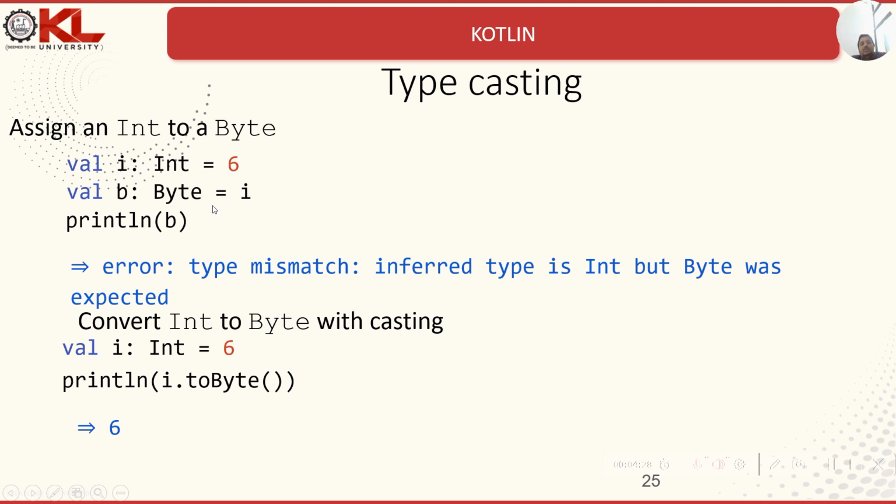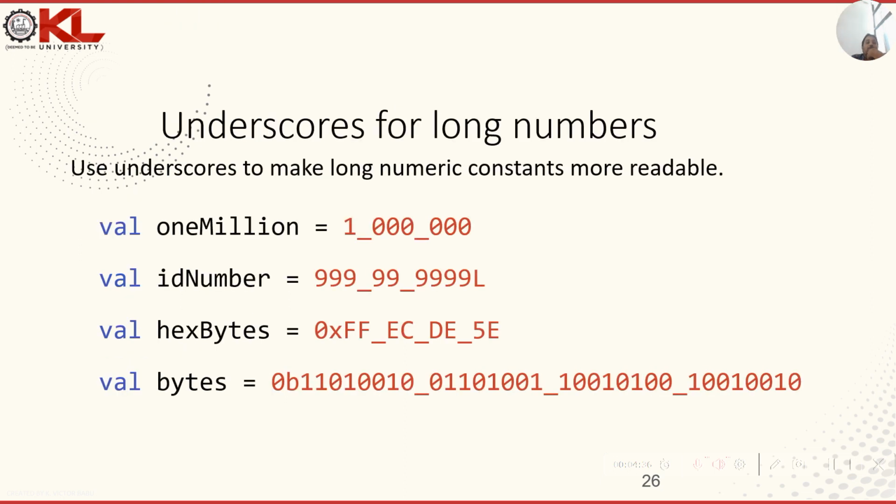I would like to present some other videos on the data types we discussed here. How to implement those data types in the environment, I will explain with examples, each and everything. Next, val one million is a long number. To represent long integer values, simply use an underscore. Use the underscore to make long numeric constants more readable. Hexadecimal and binary constants can be used like this too.